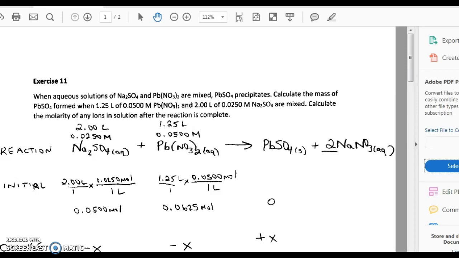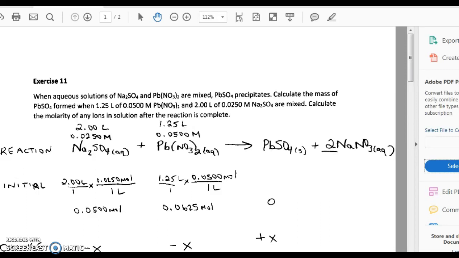So I write the equations, the formulas for my reactants, and we're told there that those are both aqueous solutions. Solubility rules would also tell us they would be aqueous, since sodium is always soluble and nitrate is also always soluble. Then we're also told one of the products. We're told that the lead sulfate precipitates, and so that product is labeled as a solid.